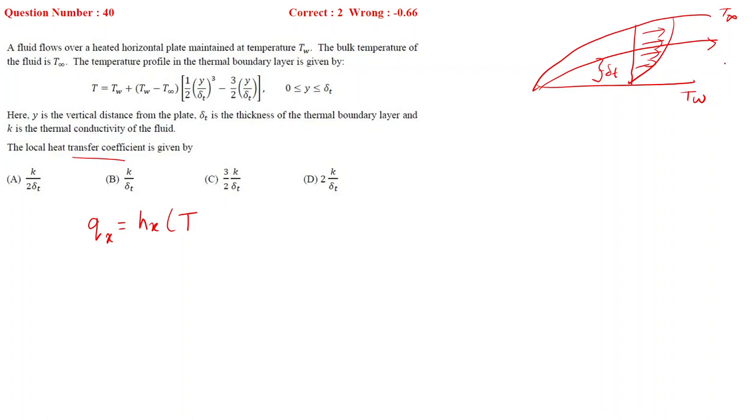Then the direction of heat flow will be from here, that is, this wall is maintained at a fixed temperature and fluid is flowing over this wall. So this direction of heat flow will go here and the temperature difference will be Tw minus T infinity. And then we have this K del T by del Y at Y equal to 0.